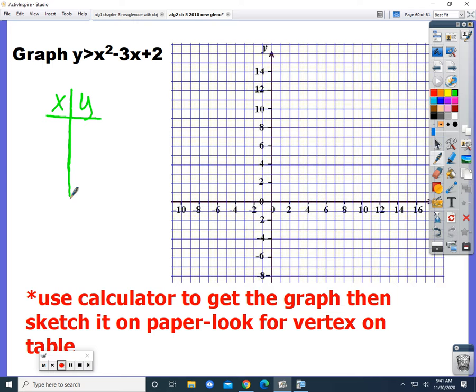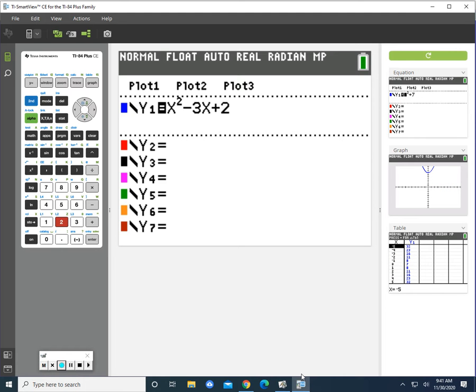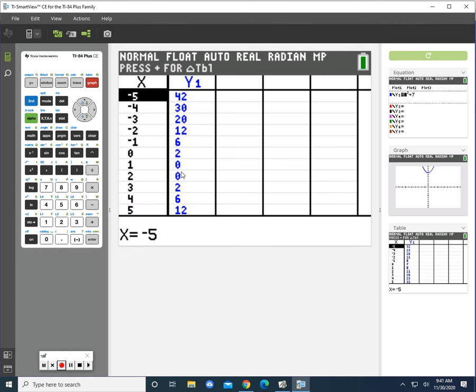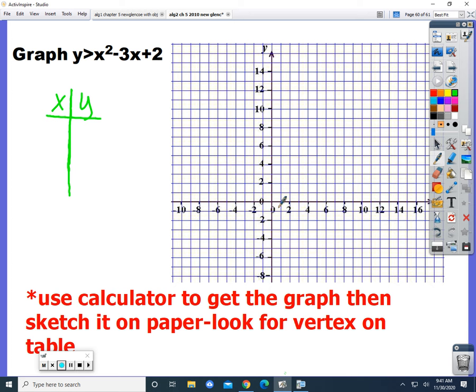So let's go to the calculator. I already got it in on the y sub 1, x squared minus 3x plus 2, so let's graph it. See where it is. Okay, looks like it's hovering down in this area. So I know we can use those 2 points. So let's go table, and you can see that the vertex is in between this area. So this will just help us get a sketch. So I know I need 1, 0, 2, 0, and I know that vertex is like right in here.